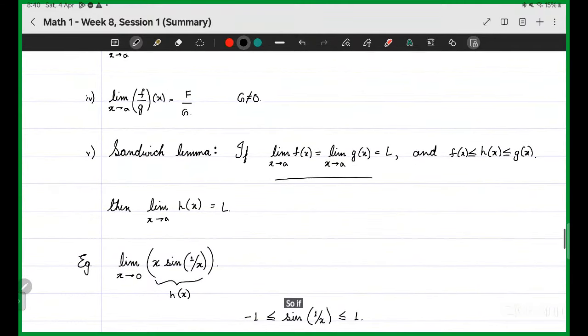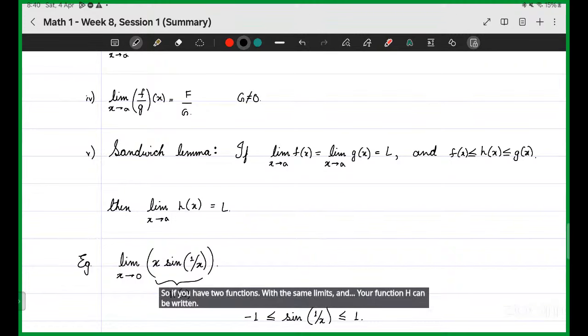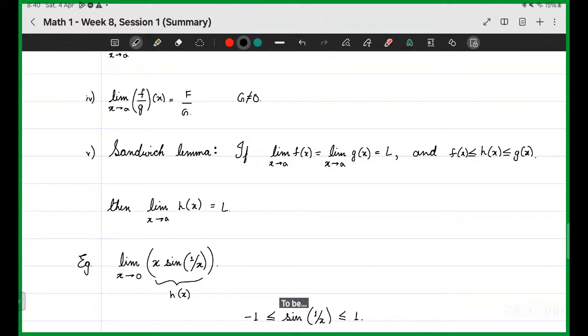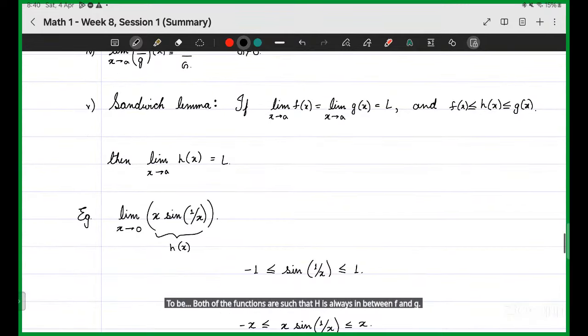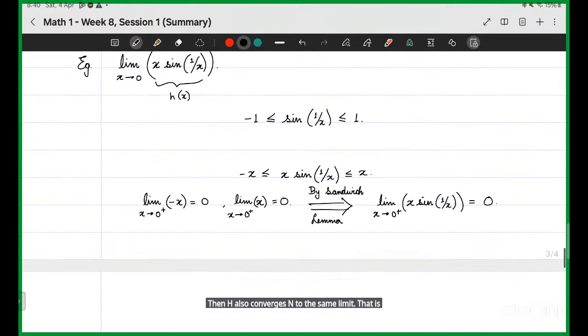So if you have two functions with the same limits and your function h is always in between f and g, then h also converges to the same limit. That is the sandwich lemma. Is this example clear?